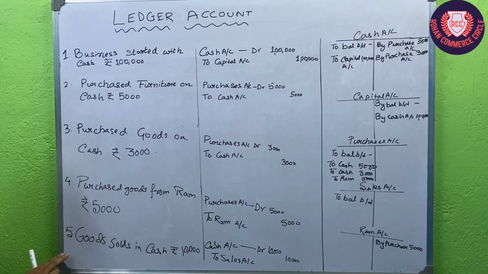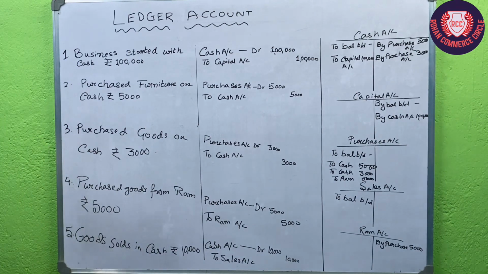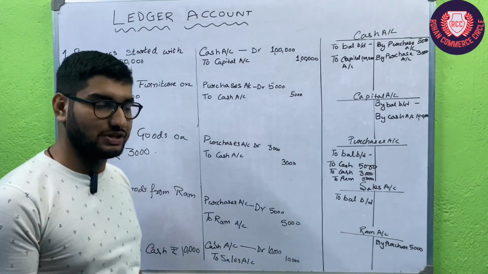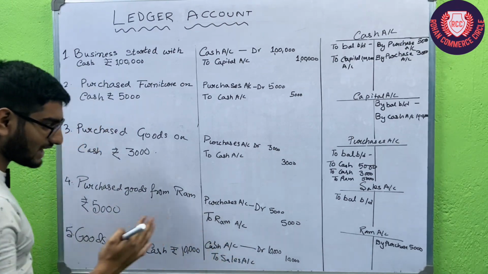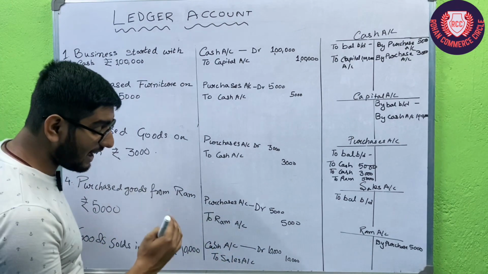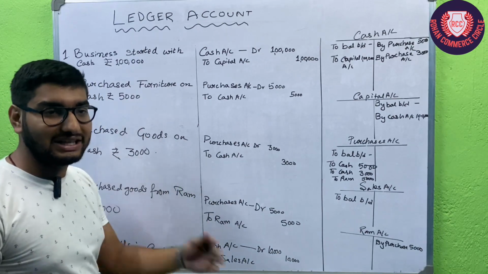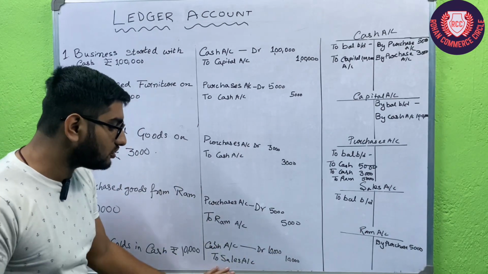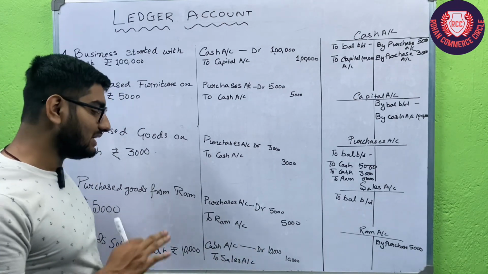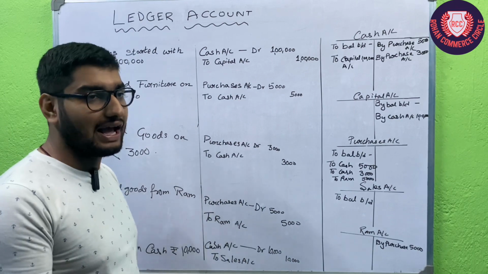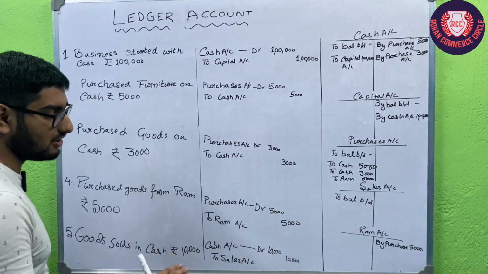The last one is goods sold in cash, rupees 10,000. Now we are selling the goods, students. As we are selling the goods, cash is coming into the business. So cash account debit to sales account. Goods are going out, so to sales account, and cash is coming in, so cash account debit. That means the asset is increasing.